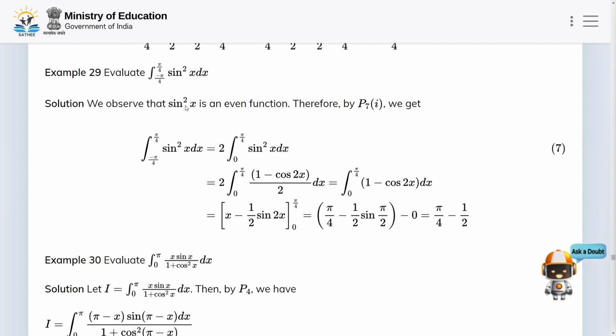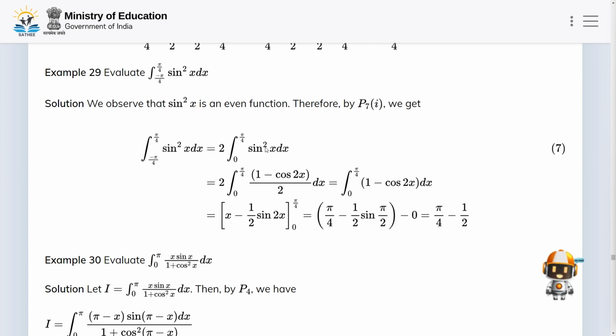Okay, so first of all, this is an even function. This means you just saw a property that the integral from minus a to a of f(x) dx will be twice the integral from 0 to a of f(x) dx if f(x) is an even function. So this is an even function, so this definite integral can be rewritten as twice the integration from 0 to pi by 4 of sine square x dx.